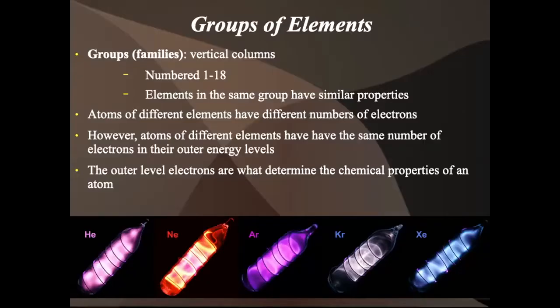Okay, so groups are also called families because the elements in one column have similar properties to each other. We can think of them as families because they act in a similar way. They're numbered 1 through 18. If they're in the same column, they have similar properties to each other. They act in a similar way.